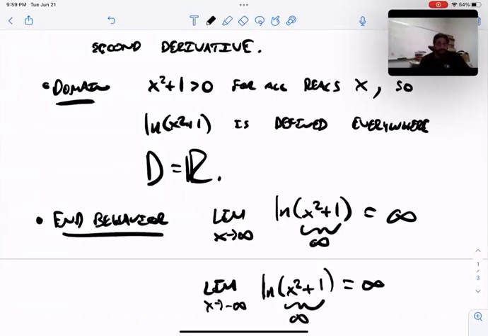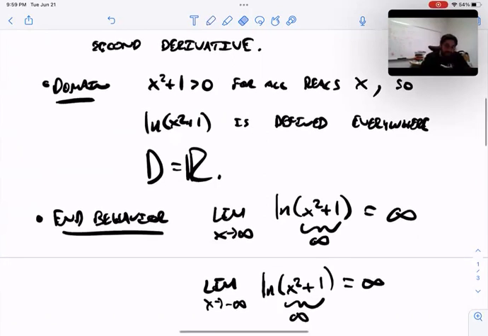For example, domain. Where is this function defined? Well, it would be defined everywhere because x squared plus 1 is always positive, right? It's always a positive quantity. If you take a real number, square it, add 1, it's always positive. Therefore, natural log of a positive number is always defined. You don't have log of 0, you won't have log of a negative, you can't get anything undefined. So this function is defined everywhere. So the domain is the set of all real numbers.